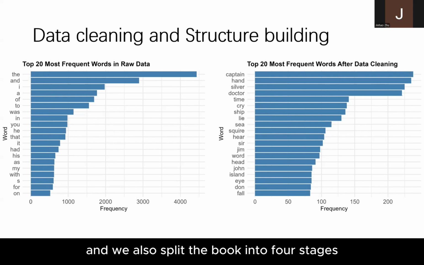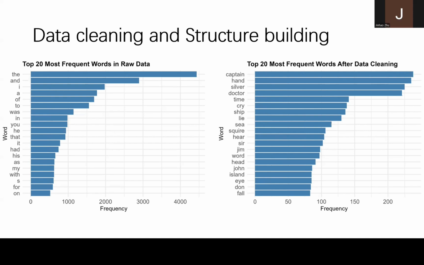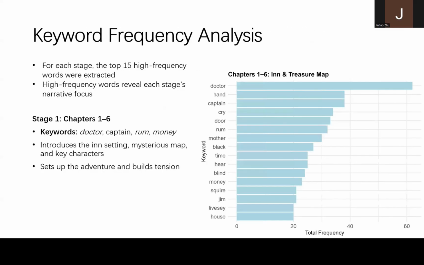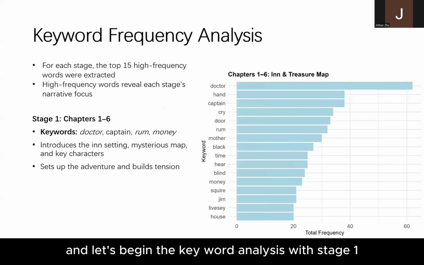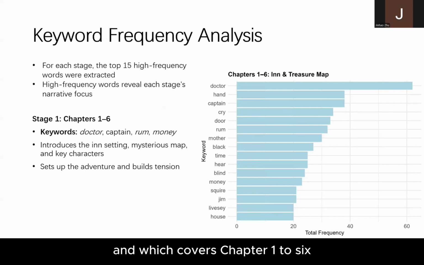And we also split the book into 4 stages. This helped us follow how things change through the story. And let's begin the keyword analysis with stage 1, which covers chapter 1 to 6.